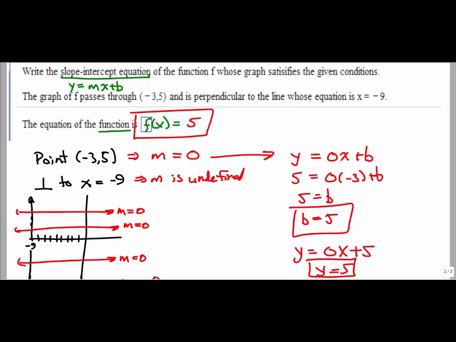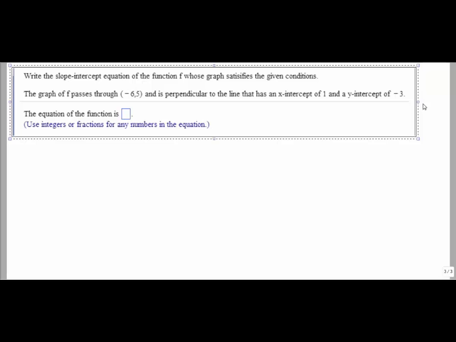Okay, let's go ahead and look at our next one. Again, each of these has the same basic key features that they're looking for. They just are providing us with different information each time. And so we have to read the problem, figure out what information is provided, and what we need to do from there to get to the solution.